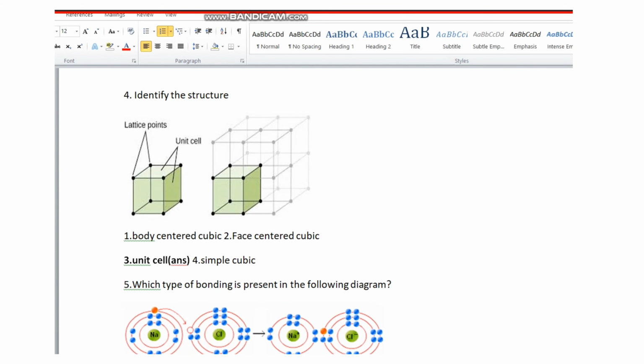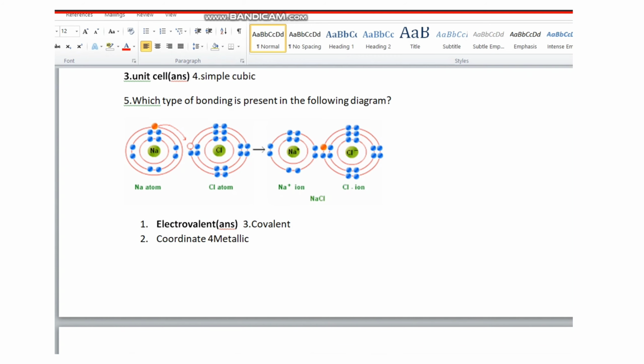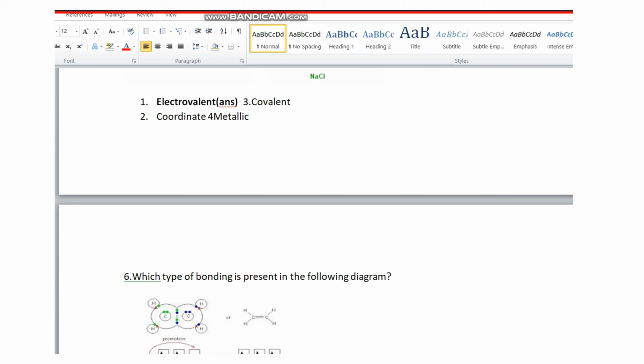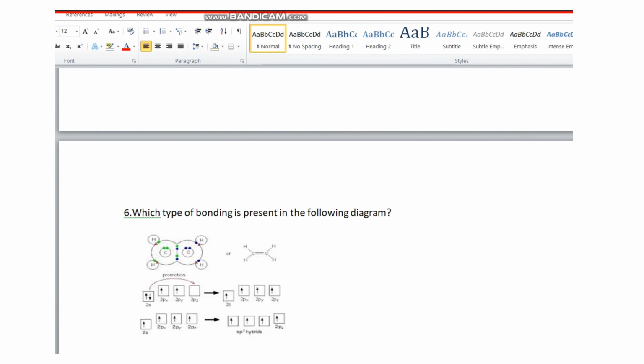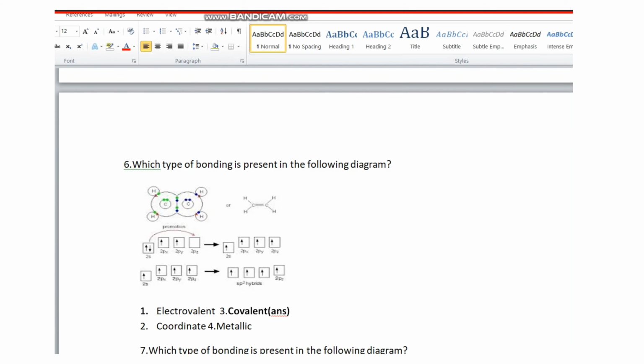Therefore, the type of bond is ionic bond, which is also known as electrovalent bond. Then which type of bond is present in the following diagram? See here, there is sharing of two pairs of electrons. Therefore, formation of a double covalent bond. Therefore, the bond present is a covalent bond.